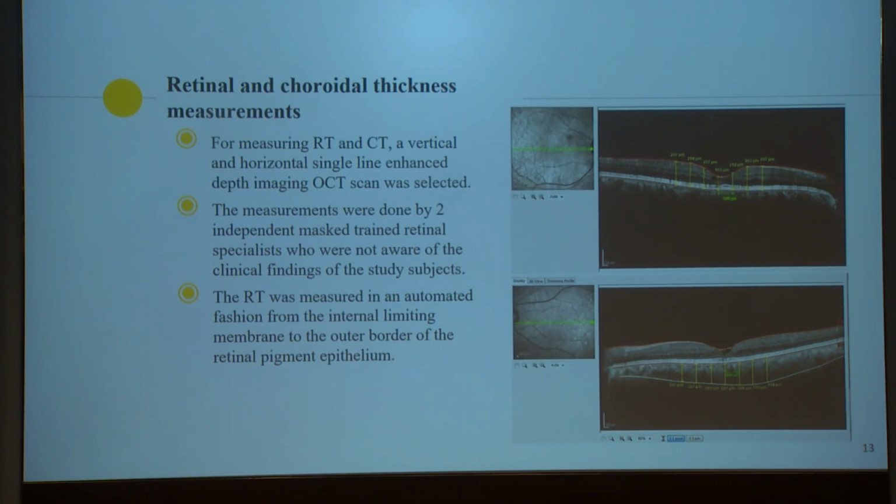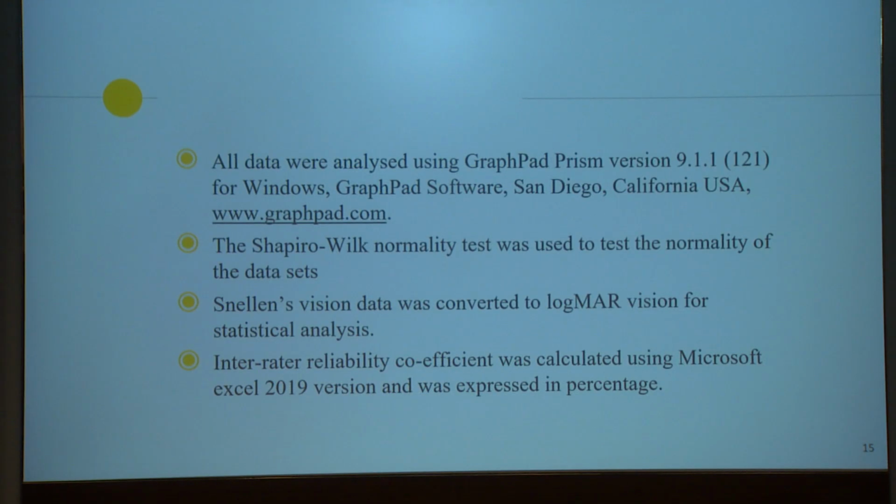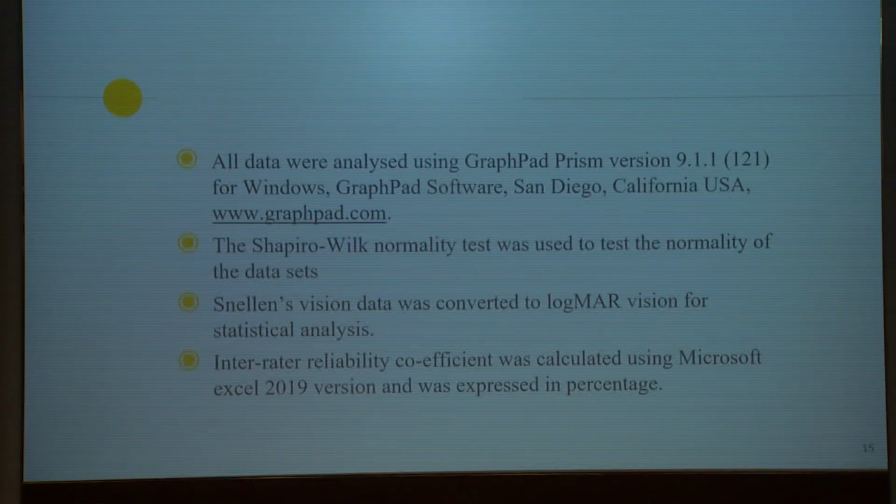Retinal and choroidal thickness measurement: for retinal and choroidal thickness, a vertical and horizontal line enhanced depth imaging (EDI) image was used. The measurements were done by 2 independent masked, trained retinal specialists. The RT was measured in an automated fashion from the internal limiting membrane to the outer border of the RPE. For measuring choroidal thickness, the outer choroid-sclera junction was identified and cross-checked and then measured. All data was analyzed using GraphPad Prism 9.1. The Shapiro-Wilk normality test was also used for normality of data. The Snellen's vision chart was converted to logMAR vision for statistical analysis, and the inter-rater reliability coefficient was also calculated.